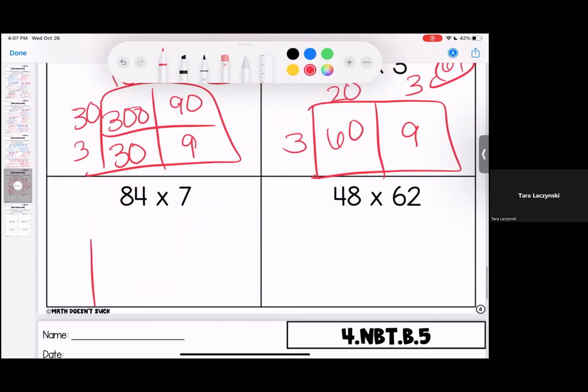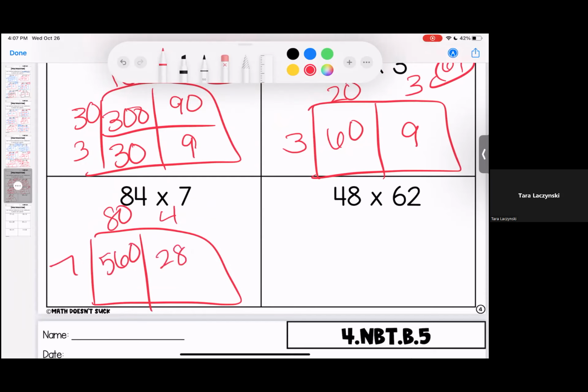Two more for this page. We have 84 times 7. So we have 80 and 4, 7. 7 times 8 is 56 with a 0. 7 times 4 is 28. If we add these together, we get 588.